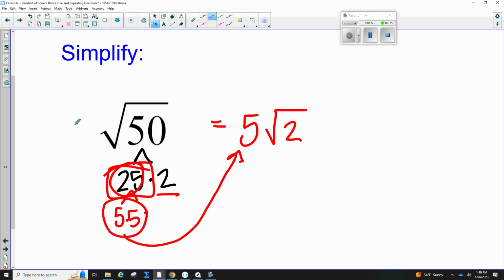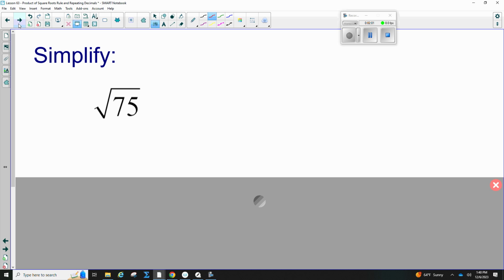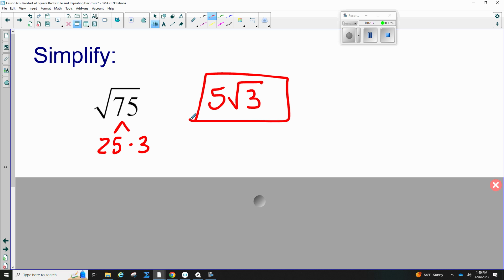All right. So 75, what's a perfect square number that goes into 75? Same as before, 25, but this one is 25 times 3. What's the square root of 25? 5. And the 3 stays inside the house. All right, this is simplifying square roots or radicals. So you look for those perfect squares inside.